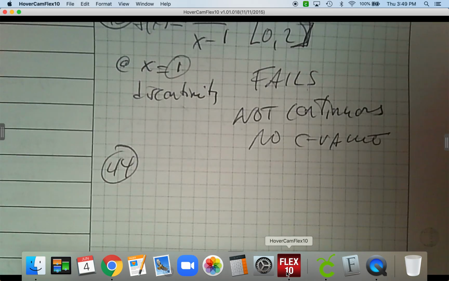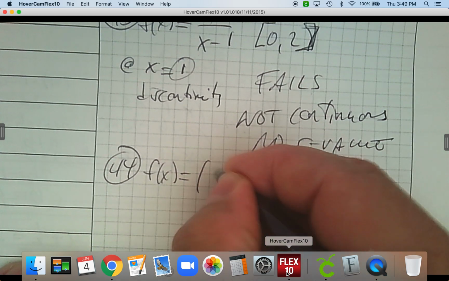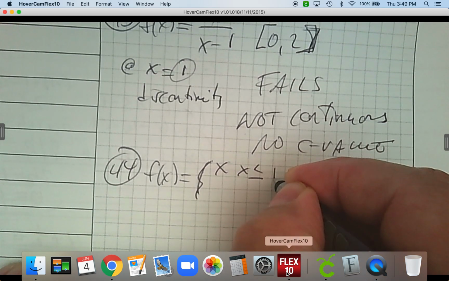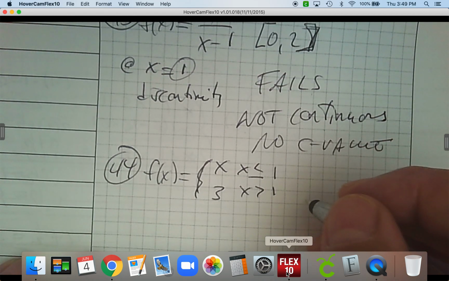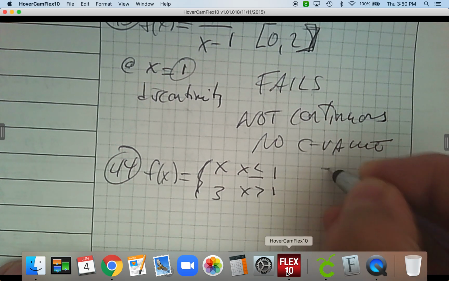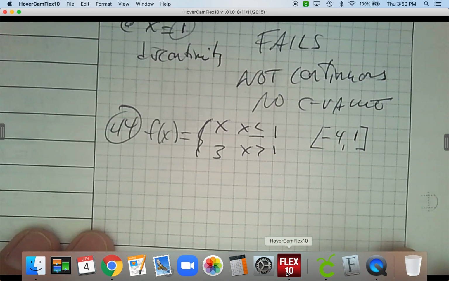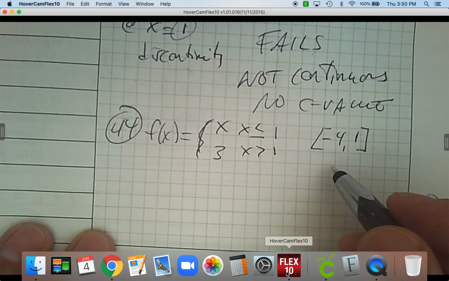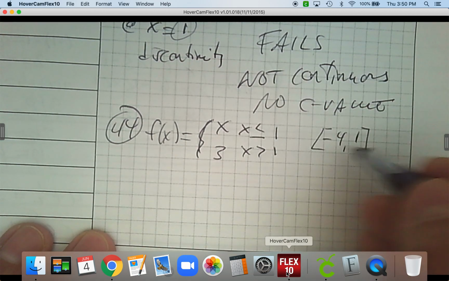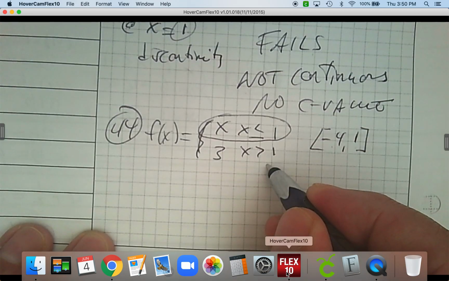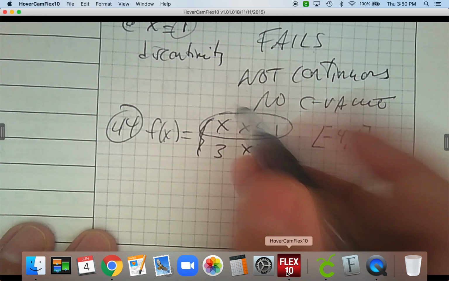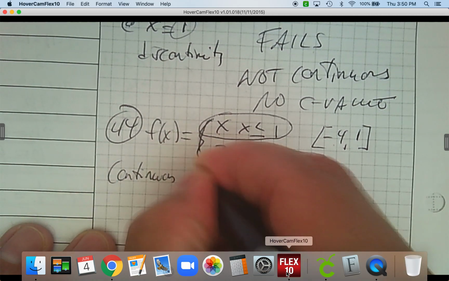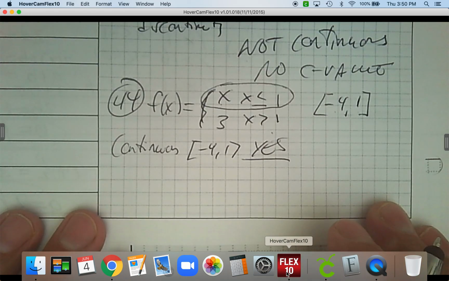44. F at x equals, we have a piecewise: x for x less than or equal to 1, 3 for x greater than 1, and then it gives us an interval. So first of all, it goes from negative 4 to 1. So the first thing I look at, is this continuous from negative 4 to 1? So when I look at negative 4 to 1, it's only the top piece. The bottom piece is when it's bigger than 1. Well, this interval does not care about the bottom piece. Only the top piece. And only the top piece, it is continuous. So, is it continuous from negative 4 to 1? The answer is yes. Because I only have to look at the top piece.